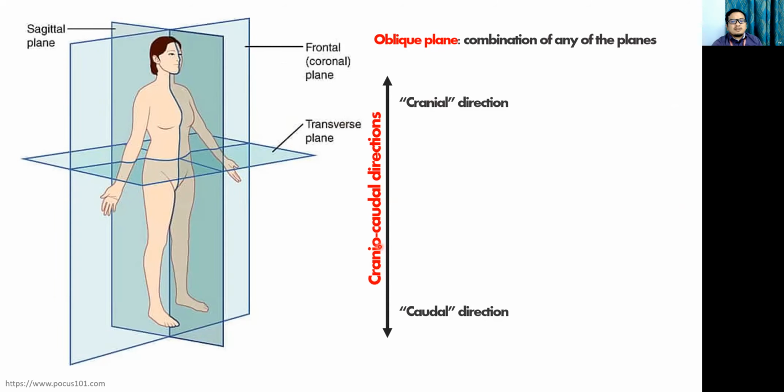So one is cranial-caudal direction. When we say more cranial, it goes towards the head. More caudal goes towards the leg. Okay, and then there are the multiple planes of imaging of the body.